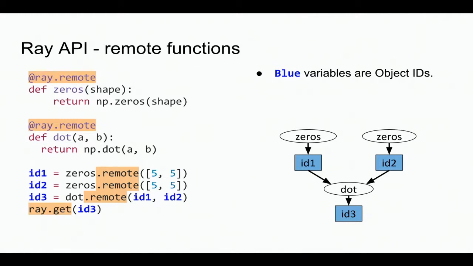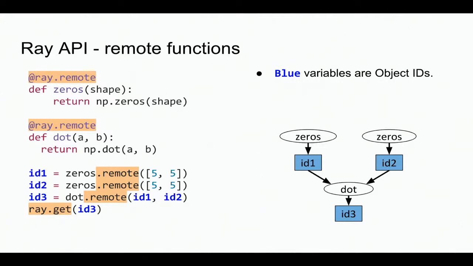So you can already see, in terms of the parallelism that's exposed here, the two zeros tasks can be executed in parallel. But the third task has to wait until the first two tasks have run before it can execute. And the way this graph is constructed by the system from the script that we're running on the left is that we're passing these object IDs, the outputs of the first two tasks, as arguments into the third task. So that constructs dependencies between the first two tasks and the third task.